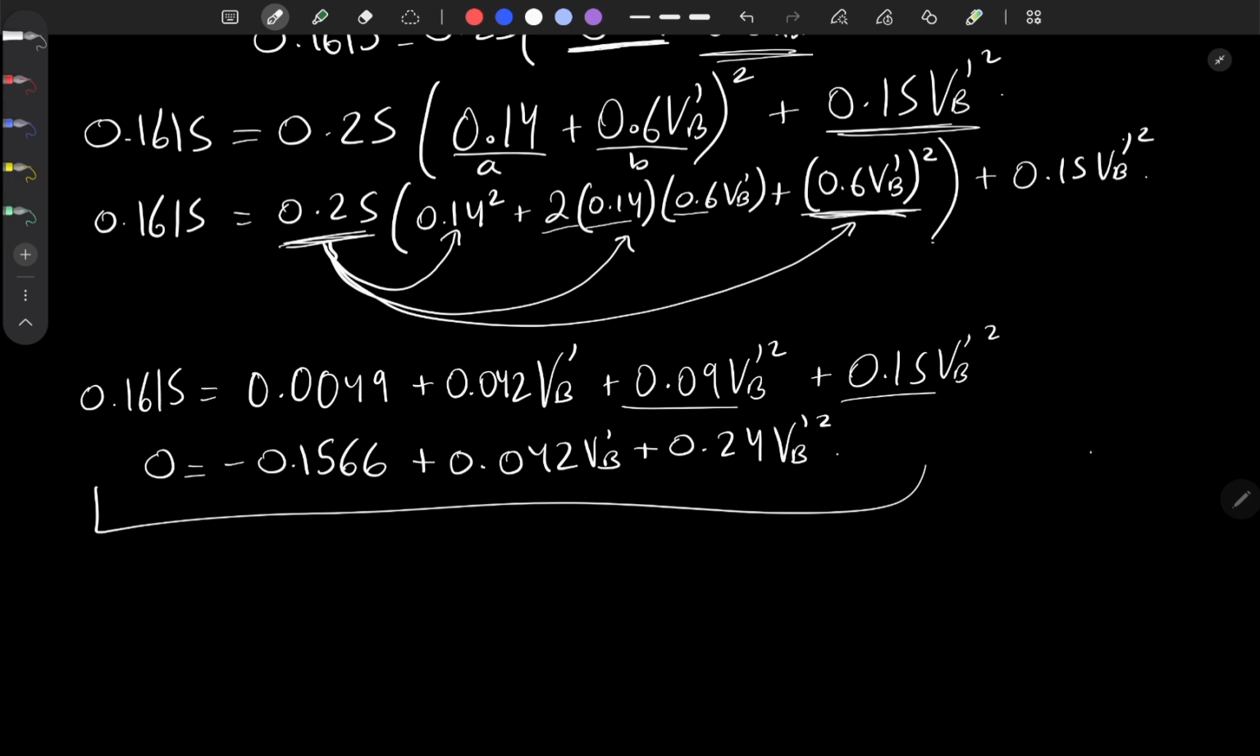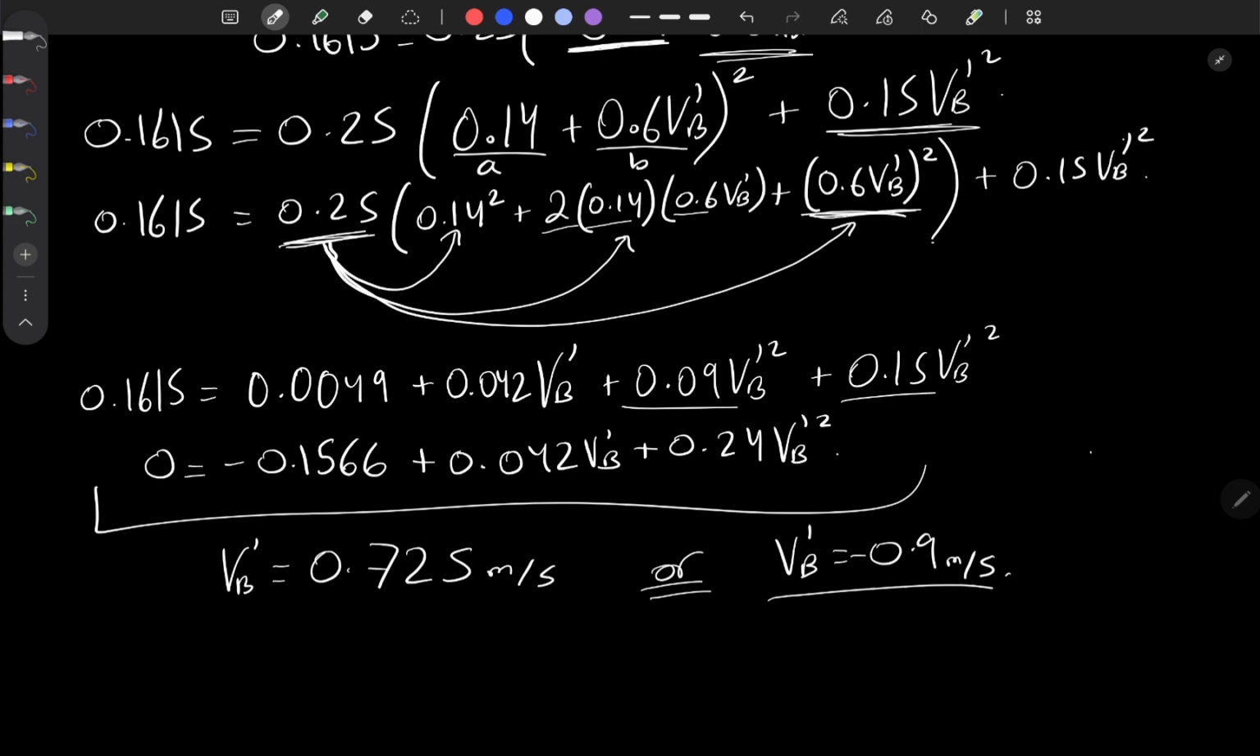You're going to simply plug these numbers into your calculator, and you're going to get both values of v prime b. So given this quadratic equation, we're going to get that v prime b is equal to 0.725 meters per second, or it's going to be equal to, actually, negative 0.9 meters per second. Now, here it's very easy. Given that we have two options, we're going to have to reject one and accept one. And this one is going to end up being rejected.